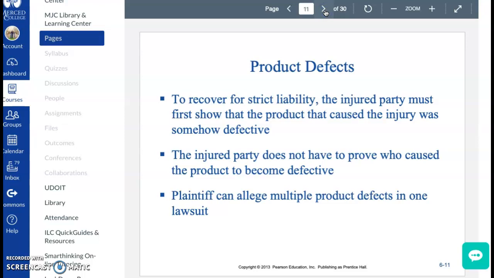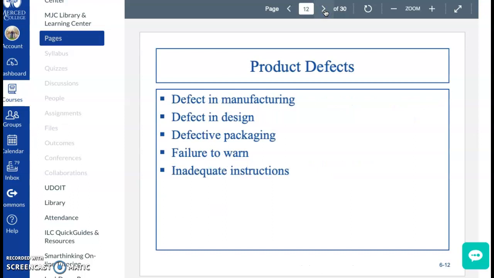To recover for strict liability, the injured party must first show that the product caused the injury, and that the injured party does not have to prove how the product became defective, unless they are the individuals that caused the defect. So if it was not defective from the company or from the manufacturer, and the manufacturer can prove that the injured party caused the damage, then they would not be held liable. And again, we're looking at defect in manufacturing, design, packaging, failure to warn if there's an injury, or inadequate instructions.